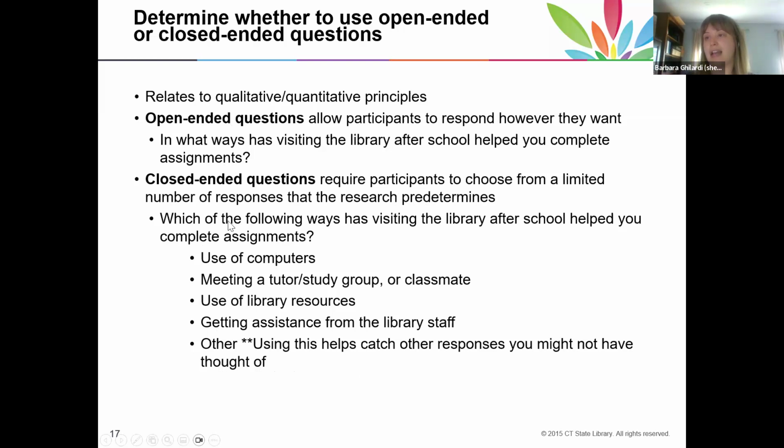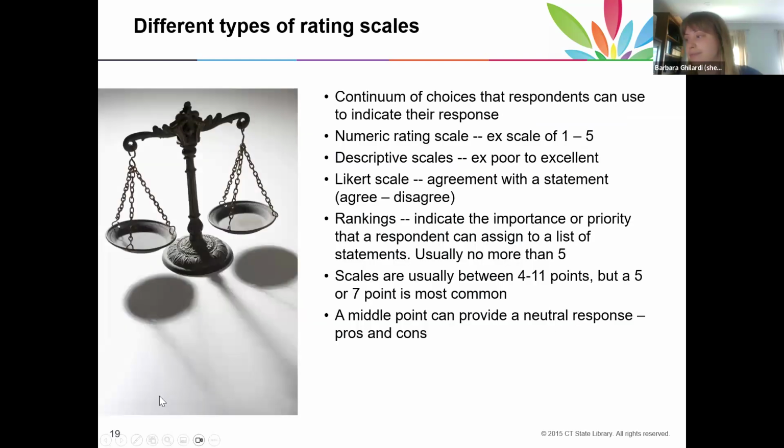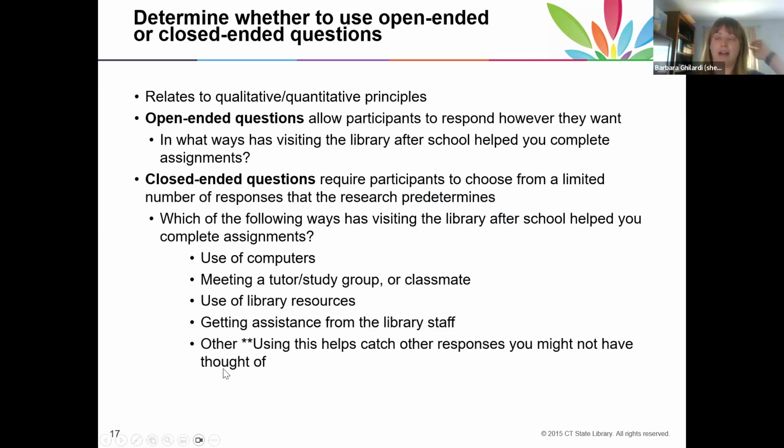What I want to say here is that you want to be as exhaustive as you can with those closed-ended questions. And if you feel like you're still missing things, the other category can be really useful. You see that on a lot of closed-ended questions, because you then have a free write spot that can catch other responses you might not have thought of. So this question, which of the following ways has visiting the library after school helped you complete assignments? We have a list here: use computers, meeting a tutor, study group, classmate, library resources, getting assistance from library staff. But there might be other reasons that we're not thinking of here. These are maybe the main ones. So that other catches those other things that people use the library for when it comes to completing assignments. So using other is recommended.